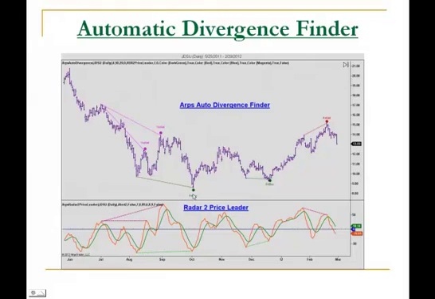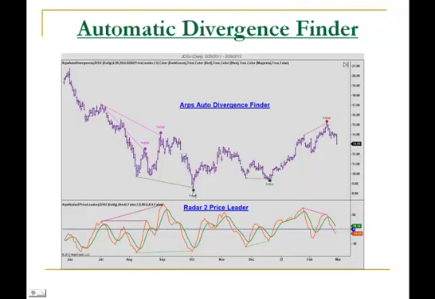So I promised to show you the auto divergence finder, and you can see I have the divergence finder applied to this chart, and it's using the Radar 2 price leader to identify these divergences. You can see it's identified some trend sell signals here, pullback sell signals. I drew these lines on the oscillator so you can see the corresponding higher highs in the oscillator while the price is making lower highs.